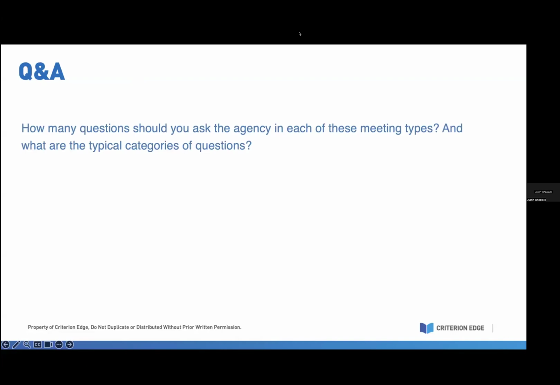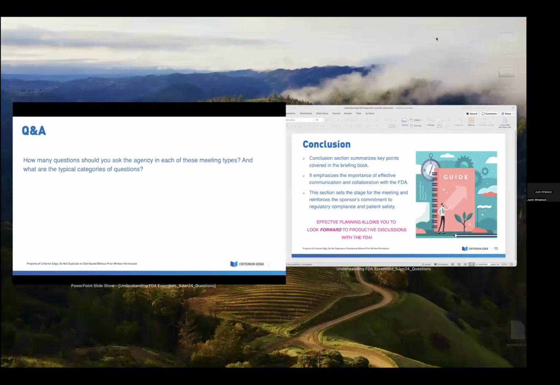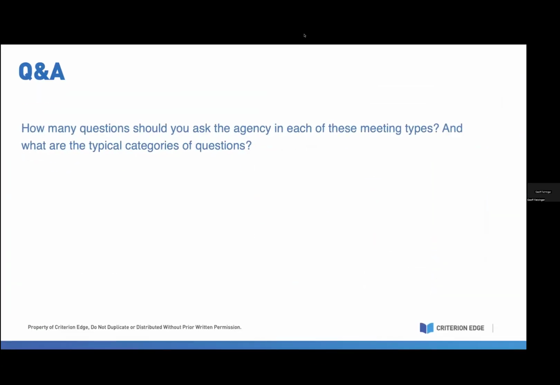How many questions should you ask the agency in each of these meeting types? And what are the typical categories of these questions? That's a good question, because a lot of times everybody will come up with a question they want to ask, and all of a sudden in your initial conversation, you'll have a list of 20 questions. You never go to the agency with a list of 20 questions.